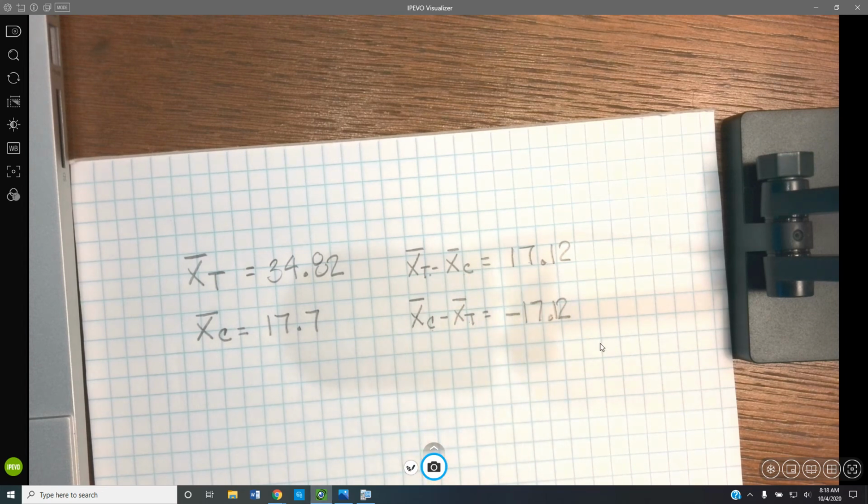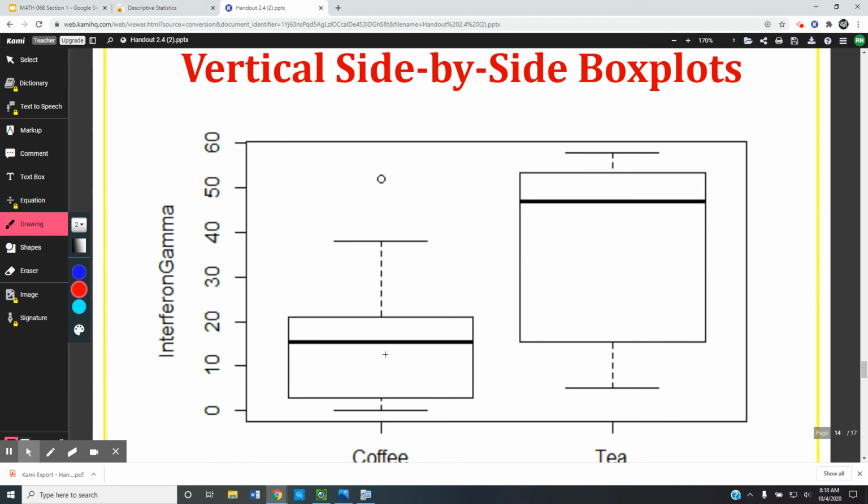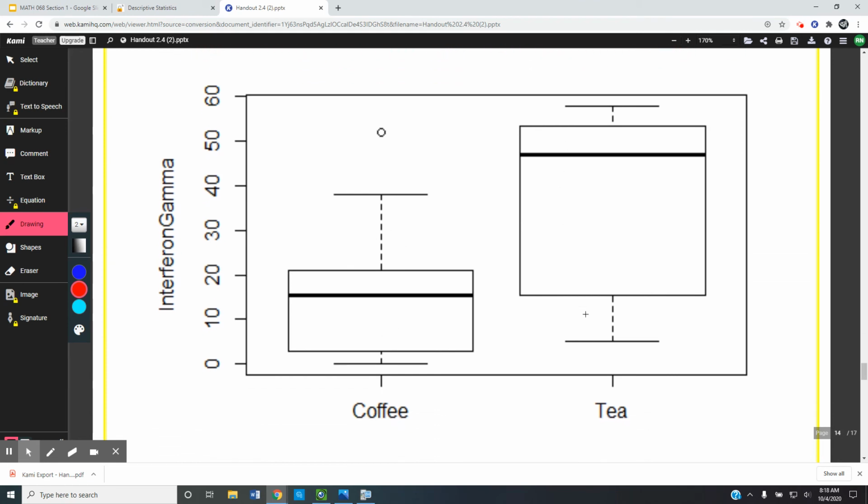Now, that's a pretty decent number, 17.12. What does that mean when we look at this? Well, if you look at the coffee and look at the tea, all those things that we just talked about were pretty accurate. Remember, I told you that the tea should be more spread out. We can see that tea is more spread out. But yet at the same time, look at the percentiles and look at the IQR specifically.